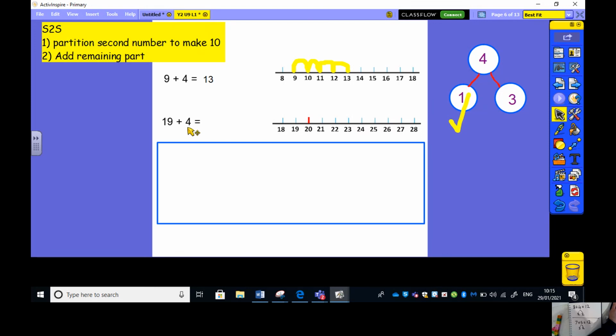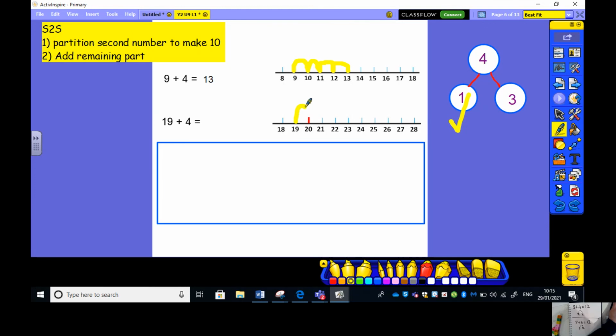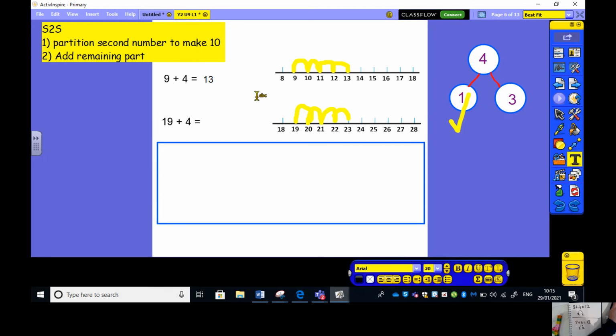What would I partition out of 4 to make the next multiple of 10? Well, the next multiple of 10 is 20. To make 20 from 19, I still just need to add 1. And then I'm going to add the remaining 3. So I need to do 19 add 1. That will take me to 20. I've made 10. But now I still need to add the remaining 3. 1, 2, 3. The answer I land on the number line is 23.